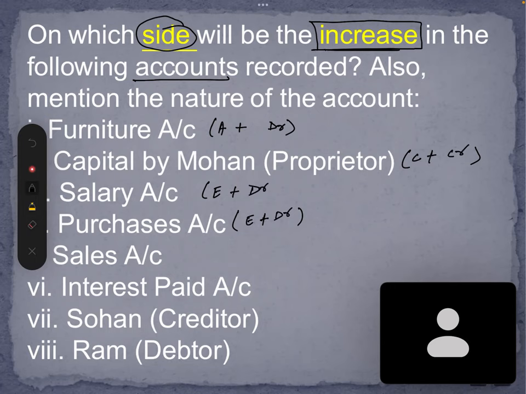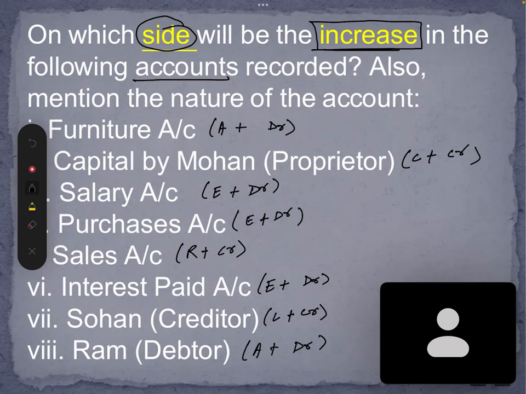Yeah. Right? Now, sales is what? Sales is a revenue. And if revenue increases, then we should credit the revenue account. Okay. Interest paid, it is an expense. Expense is increasing, so we should debit the expense. Debit. Sohan, who is a creditor, if liability towards Sohan is increasing, obviously it is a liability. Liability is increasing, no? So we should credit. Good. Ram is an asset. He's a debtor. So asset is increasing. Debit. Got it, everyone?